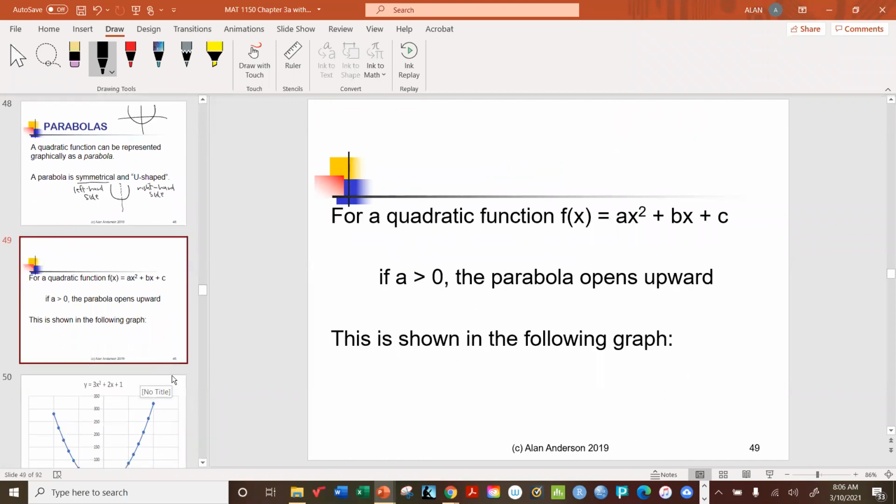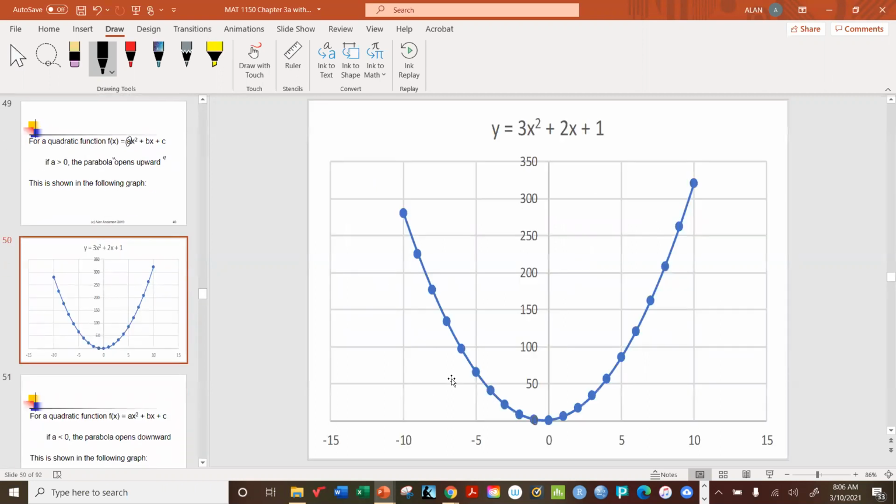You'll see that if this A term is positive, the parabola is said to open upward. In other words, it is just like a big U. And that's, of course, what we normally see. So that's the big U. So here's a simple example of that, which I did in Excel, of course, so it's not perfect.